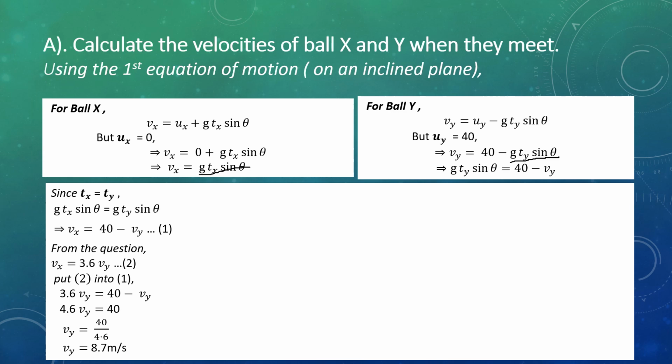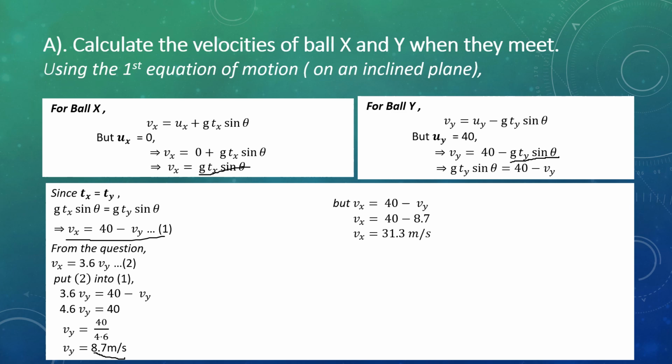Good. Now we found one of them to help us find the other. So let's see. Vx is equal to 40 minus Vy. We get that from here. And Vx is equal to 40 minus 8.7. What we got here? Good. And what's our answer? 31.3 meters per second.